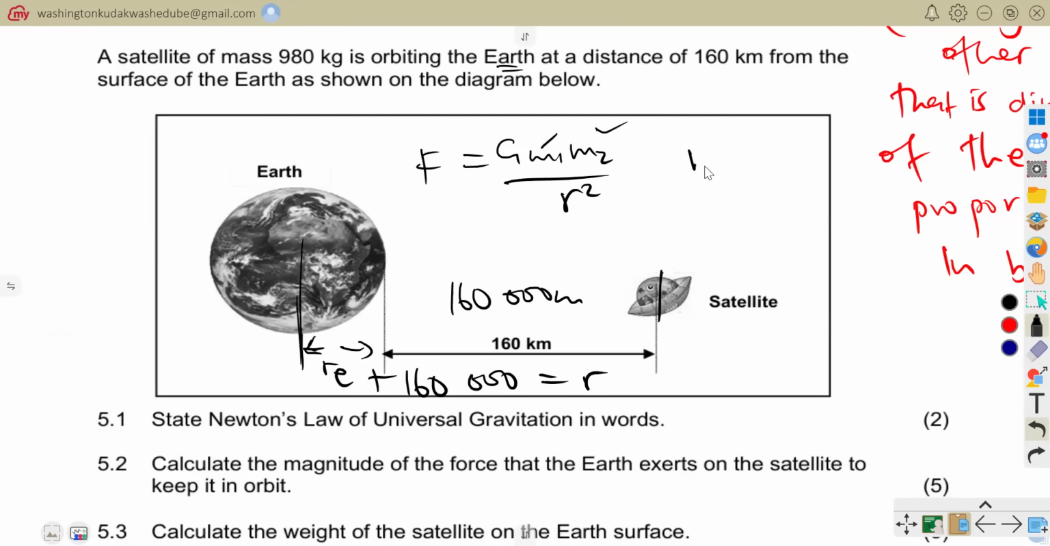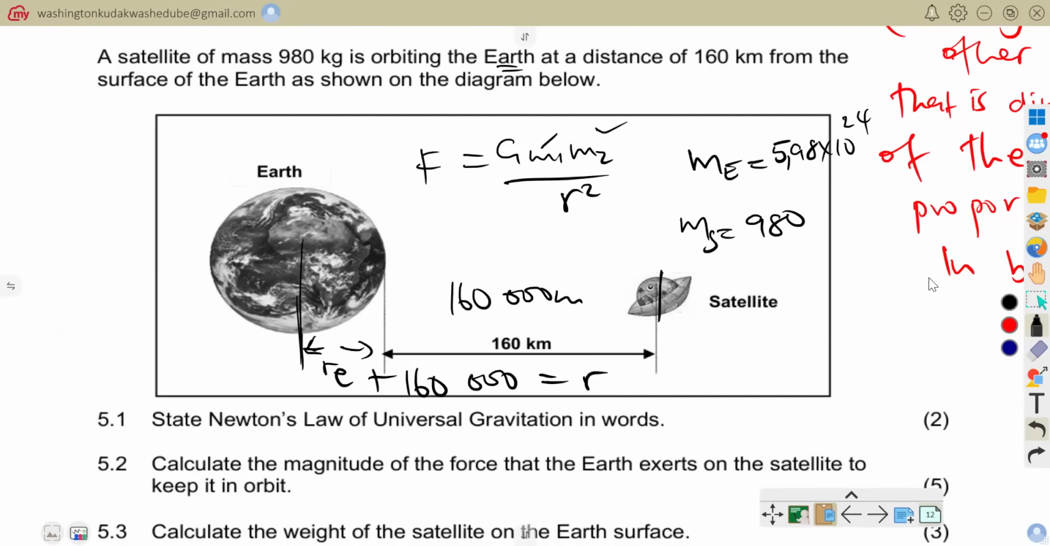And then I would also need the mass of the Earth, since I'm given the mass of the satellite, which is equal to 980 kg. We know that the mass of the Earth is 5.98 times 10 to the power 24. Where do we get those values? We would be given an information sheet.